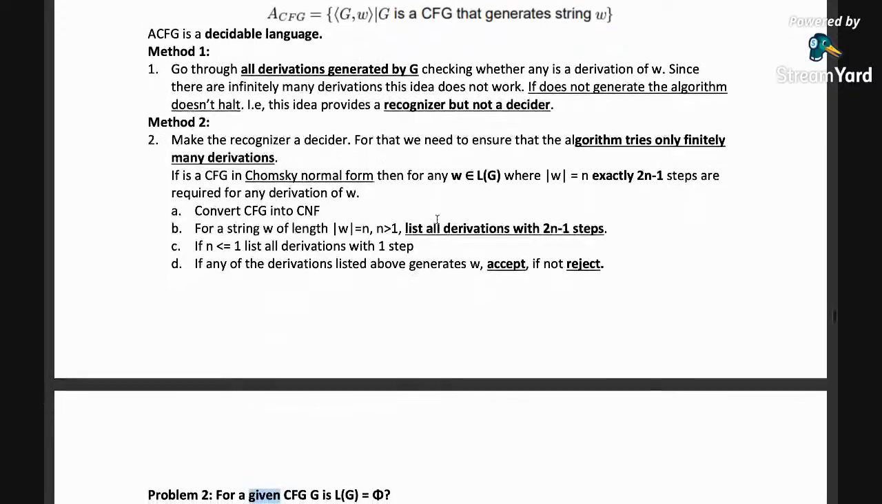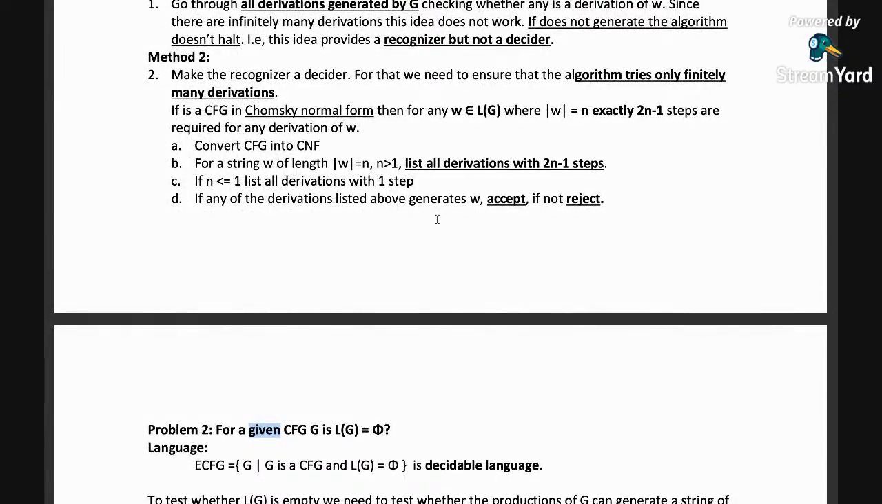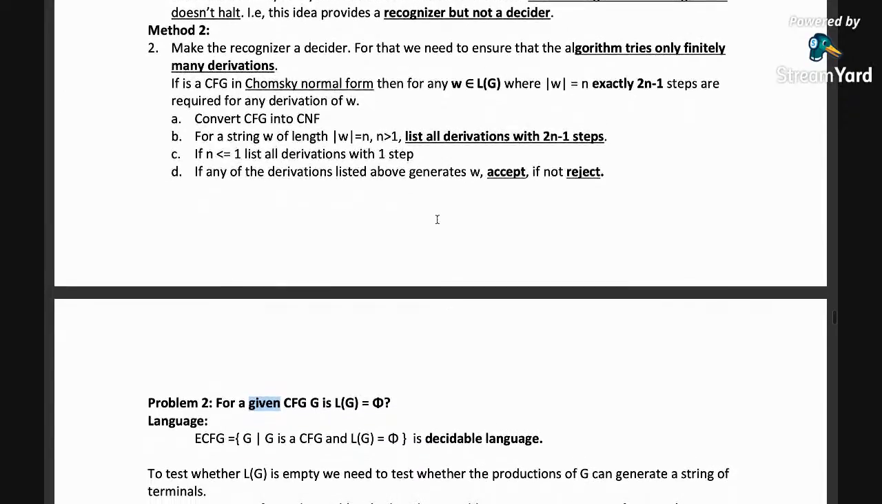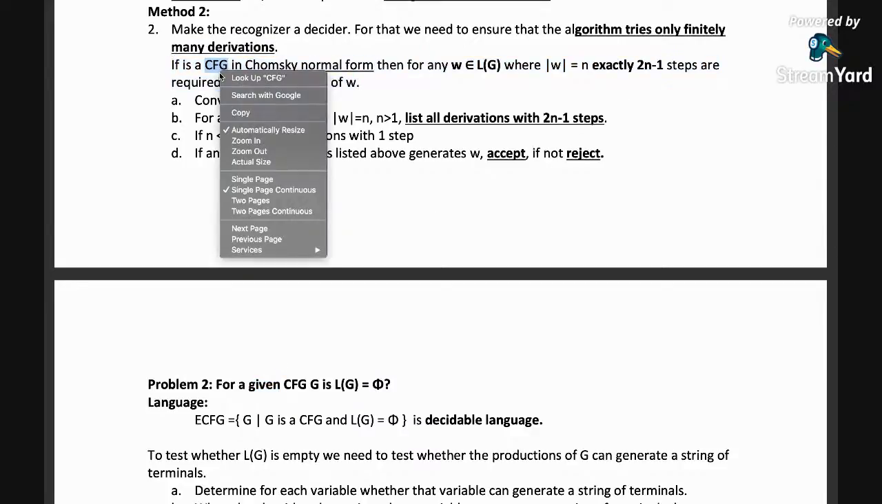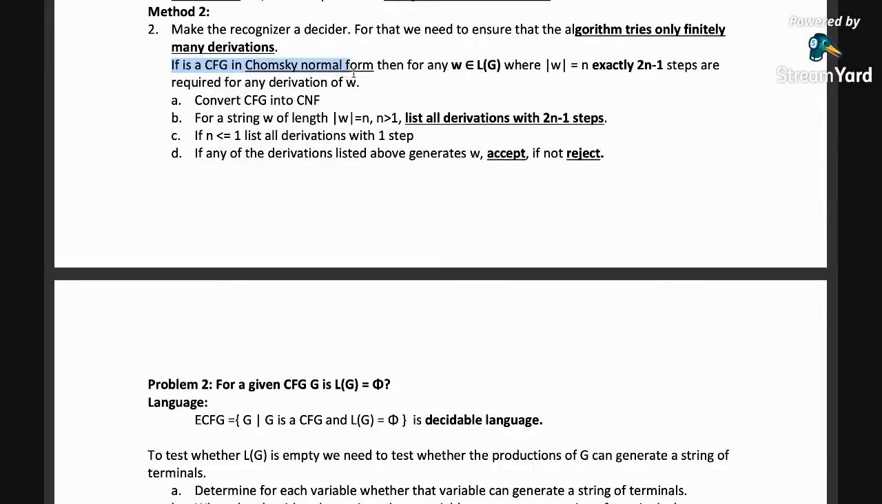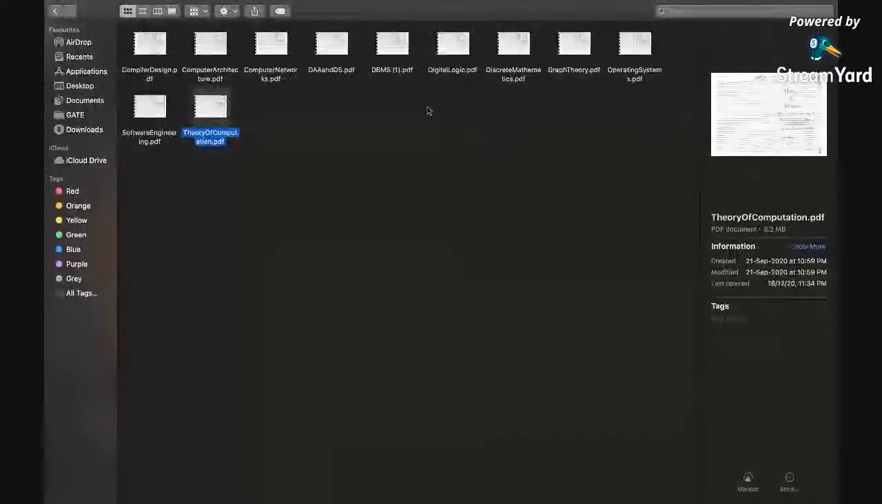Method 2. Make the recognizer a decider. For that, we need to ensure that the algorithm tries only finitely many derivations. If a context-free grammar is in Chomsky normal form, then for any string W belonging to the language of G, where the length of W equals n, exactly 2n minus 1 steps are required. This is an important thing.